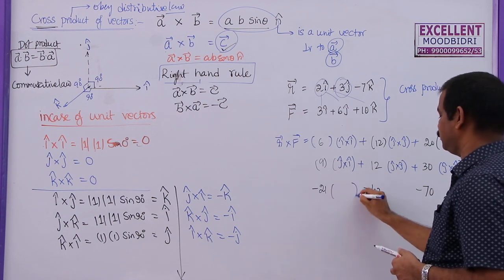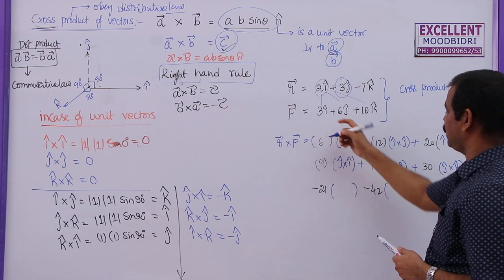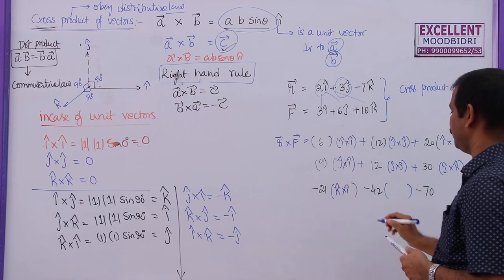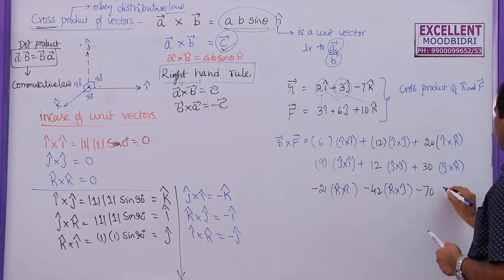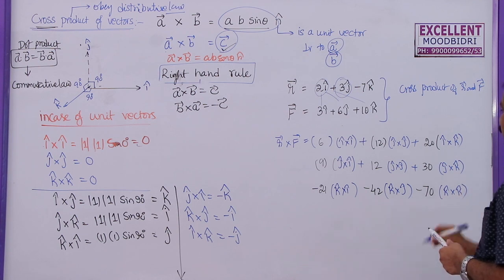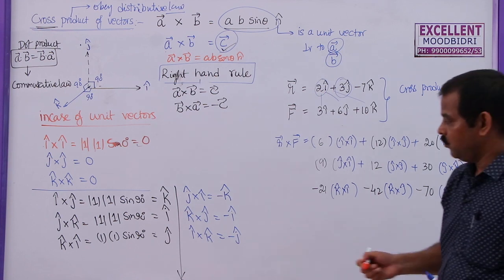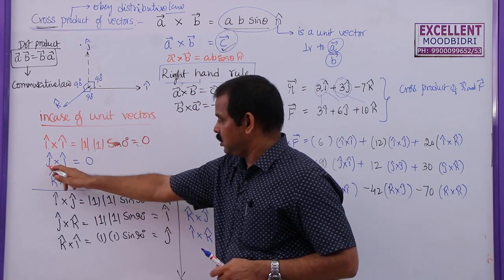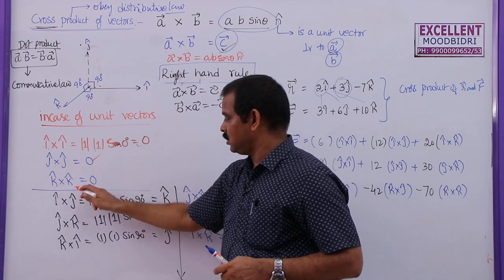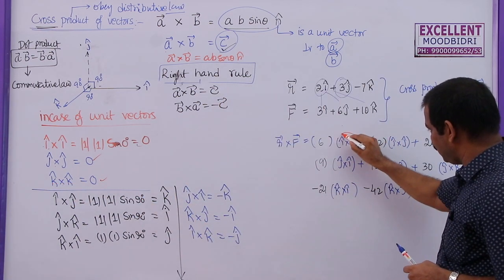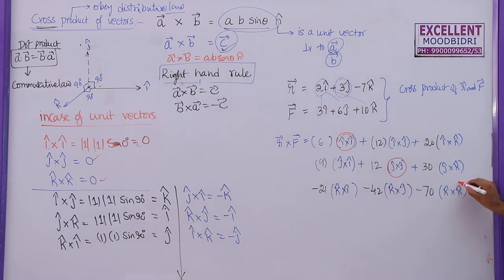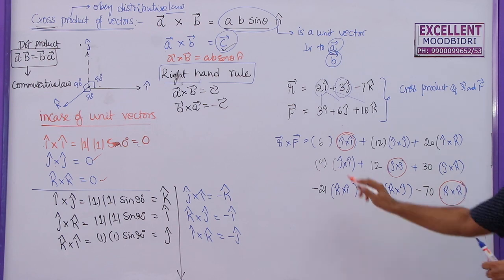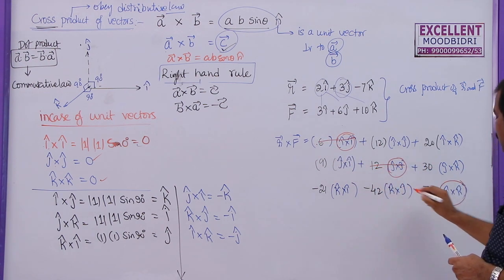So what are the products of these? This is k cross i, this is k cross j, k cross k. So this is how you can find the product. Here we know that i cross i is 0, j cross j is 0, k cross k is also 0. So here I have i cross i, this is 0. Here I have j cross j, which is equal to 0. Here I have k cross k, which is equal to 0. So 6 into 0 will become 0, this will become 0, this will become 0.